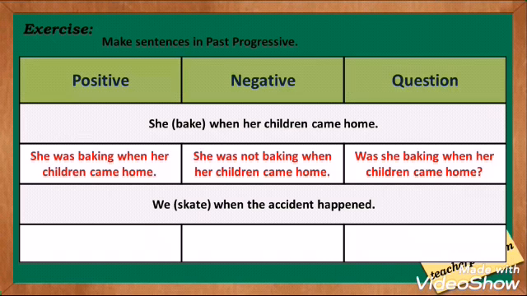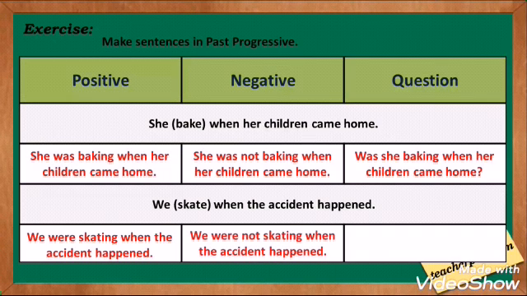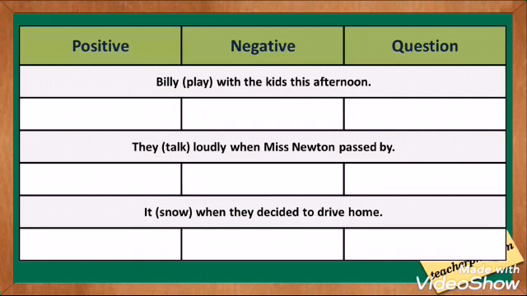The next one: we skate when the accident happened. The past continuous form, the positive form, will be we were skating when the accident happened, because skate is the long action and the accident happened is the short action that interrupted it. We were not skating when the accident happened. This is the negative form. The question: were we skating when the accident happened?